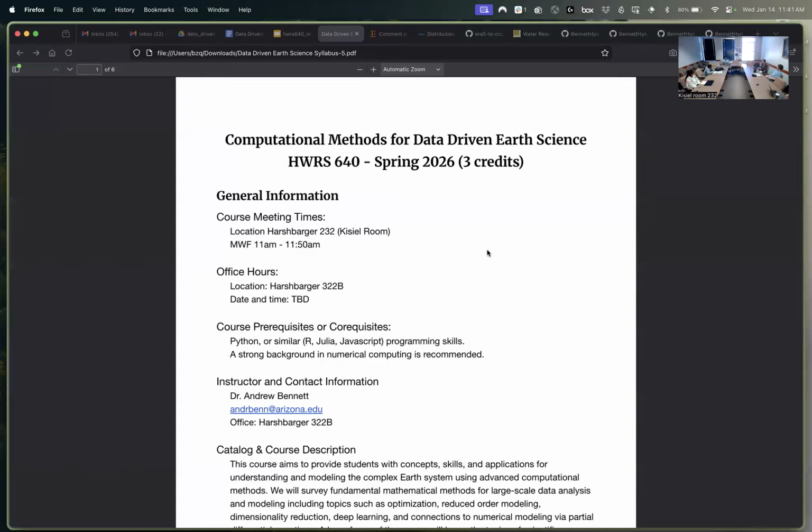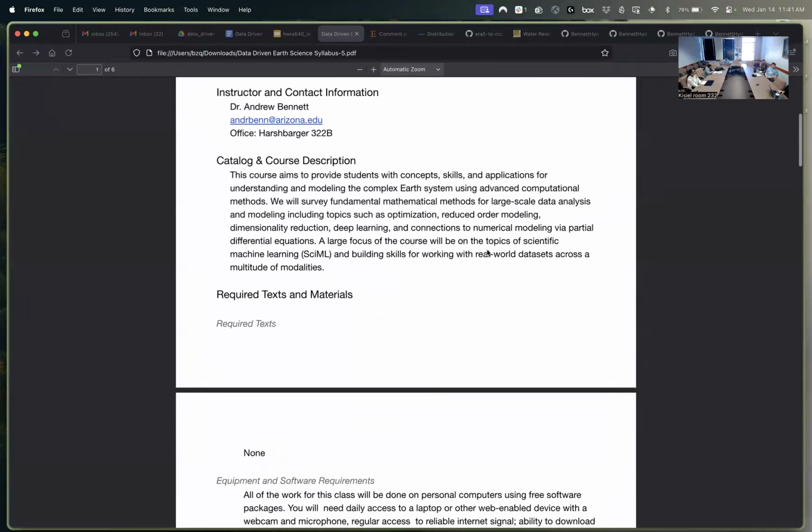Are the assignments related to each other to make something bigger, or just for practice for the final project? Sorry, what was it? The assignments that we are going to do, are they related to each other, or are they more practice to get ready for something else? I mean, there will be a mix.